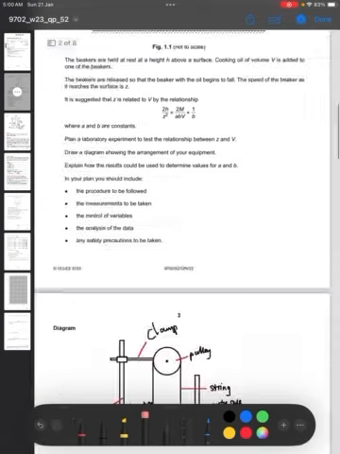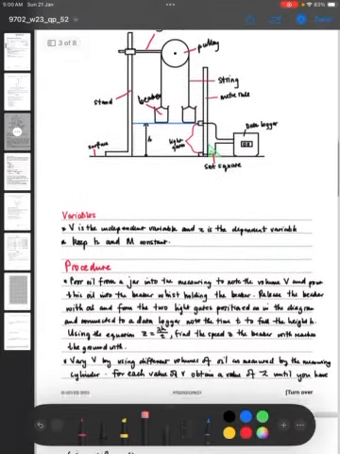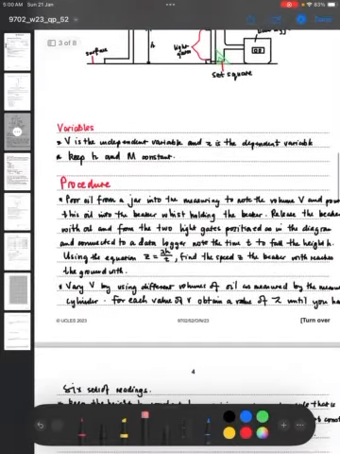Okay, let's move on now. I have already done this question, written it in advance so that we don't waste time. So first things first is to state the variables. Which variables? Number 1, the independent variable. Number 2, the dependent variable.